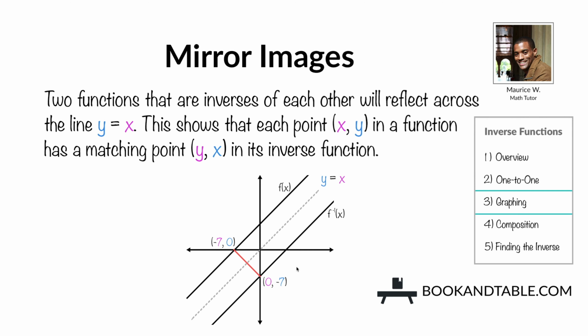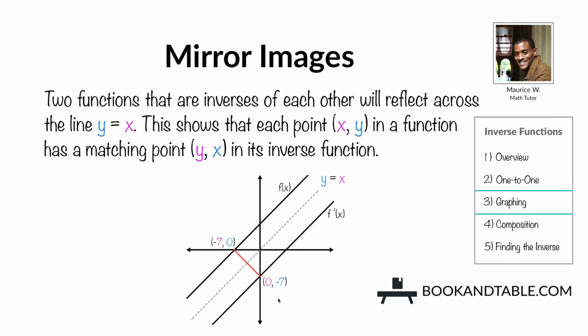Let's take a look at one more. Let's say we have (-7, 0) on f of x. That lets us know the inverse function will have the point (0, -7). So why is this important? This lets us know that if we are given a function f of x, we can graph the inverse by creating a table of values for f of x and then switching the points. And we know those resulting points exist on the inverse function.